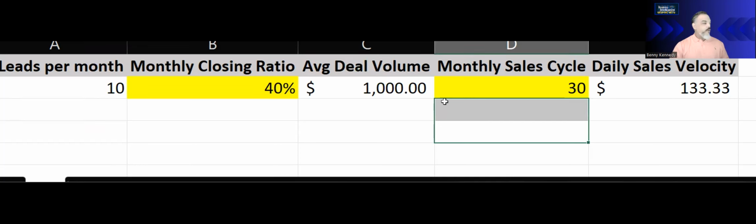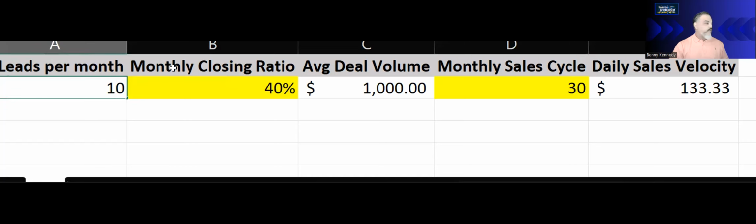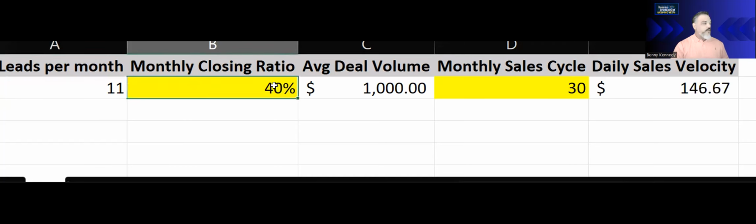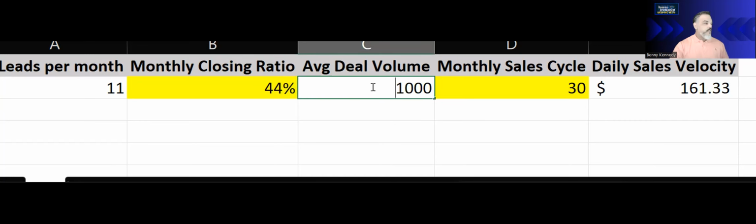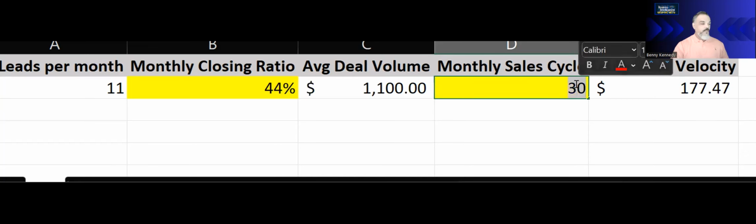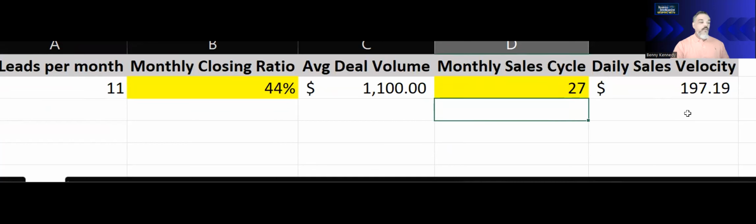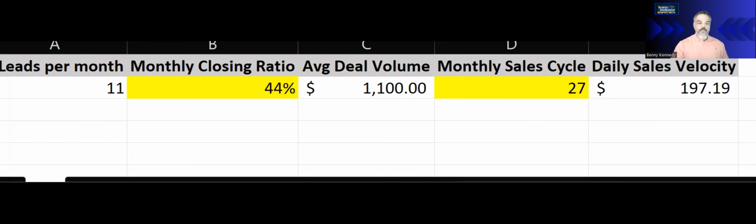So if we take this formula and do what he said, and we increase this by 10%, we increase this by 10%, and then we increase this by 10%, and decrease this, notice that already jumped up, to 27 days, we now go up to a sales volume from 133.33 to 197.19. Okay, Benny, let's do that math.